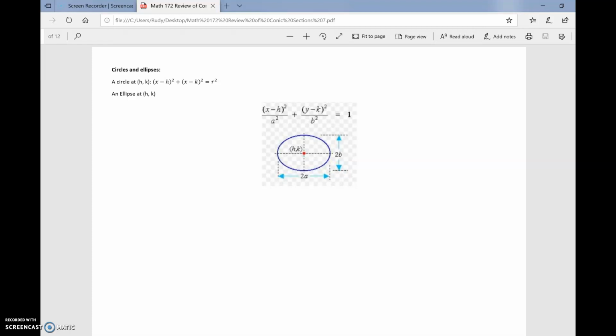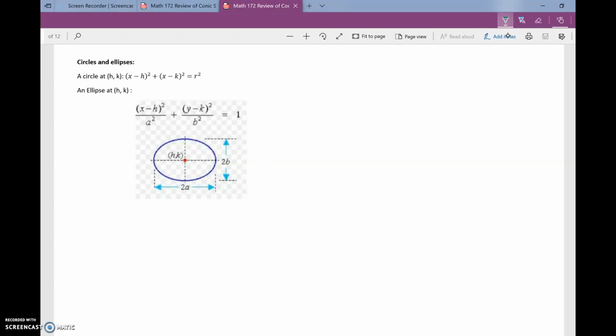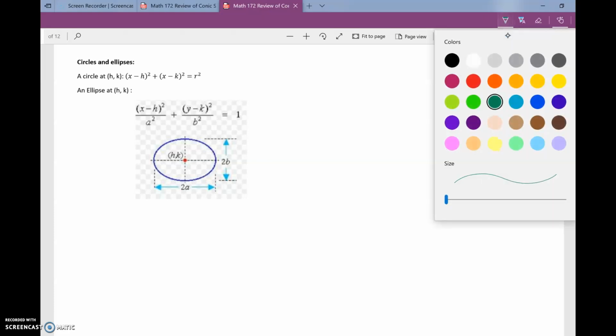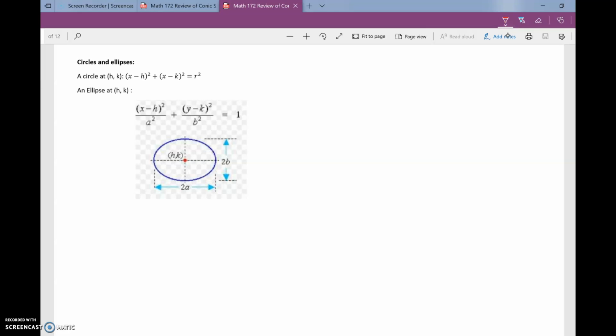Hi class, we need to take a look at circles and ellipses, which are almost the same equation. And I'm only going to be using this formula because the main objective is for us to provide a sketch and then also to express it in h comma k form.